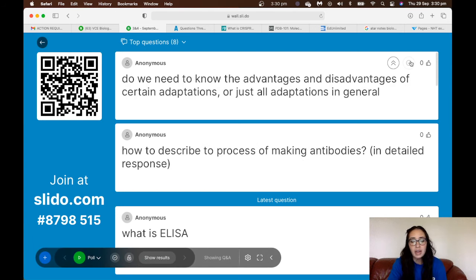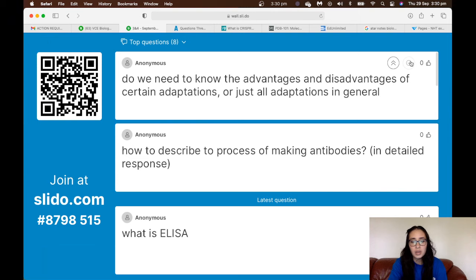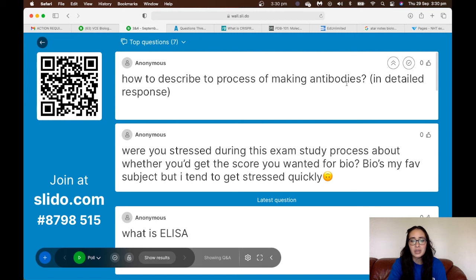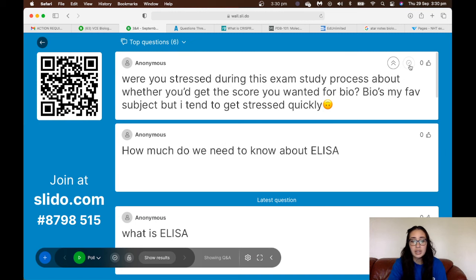I'm not sure about adaptations, really. But if you're talking about bipedalism, you have to know a lot about bipedalism. I talked about this a bit, so hopefully that made sense with the monoclonal antibodies.